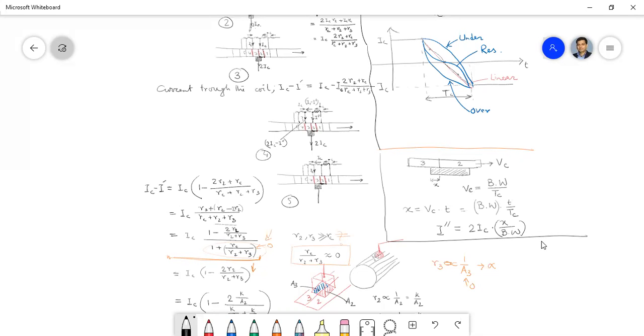You just see, try to understand this. So here your I double prime is flowing, and here your this current. That means what is that? What is this current?